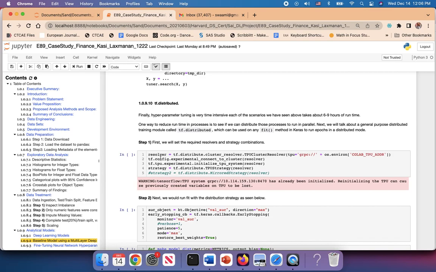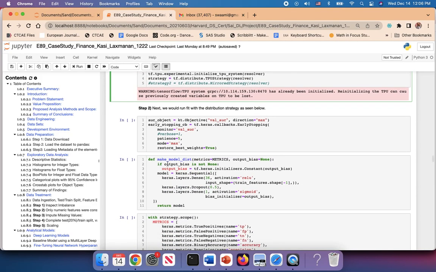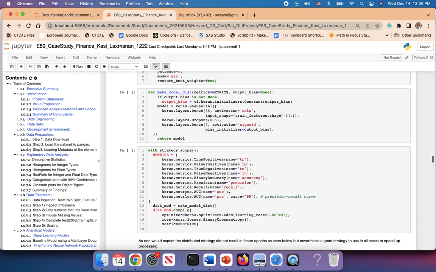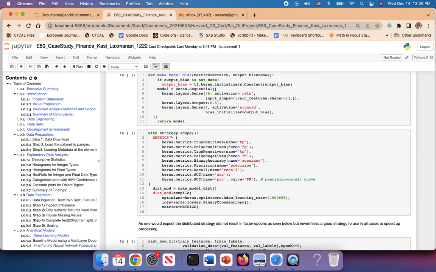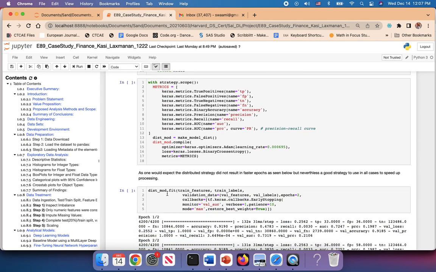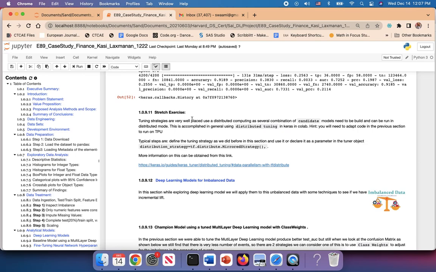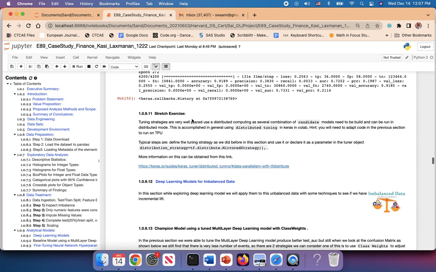First, what we need to do is define the resolver, and here I used Colab. So I defined the resolver and then defined the search strategy. You could just potentially define a model, which I have done here, and then within the strategy scope, you could define the metrics and define the model and then compile the model. And then the next step would be to fit the model. Potentially, you should be able to get a faster response time.